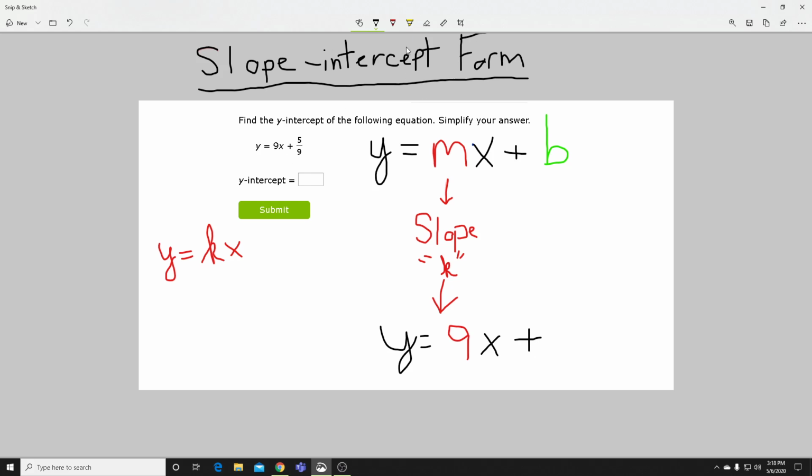So in this case, our y-intercept here is going to be 5/9. I know I didn't write that down yet, but that's what b represents, our y-intercept. So this is our y-intercept here. You see, you just match them up. The number you're multiplying by x, that's your slope. The number that you're adding or subtracting, that's your y-intercept. Okay? So in this case, find the y-intercept of the following equation. Simplify your answer. There's not really anything to simplify. You just write in 5 over 9 there.